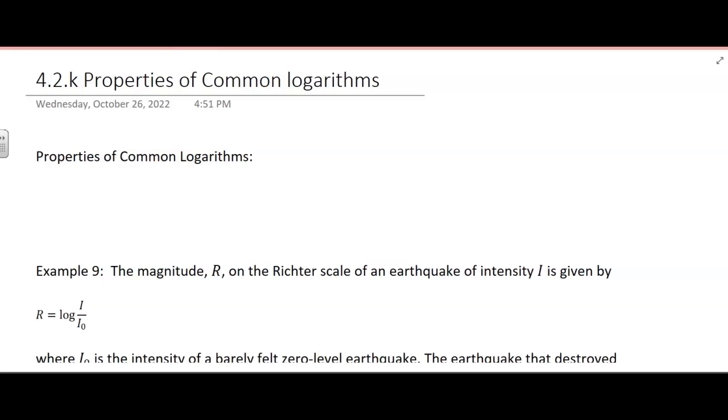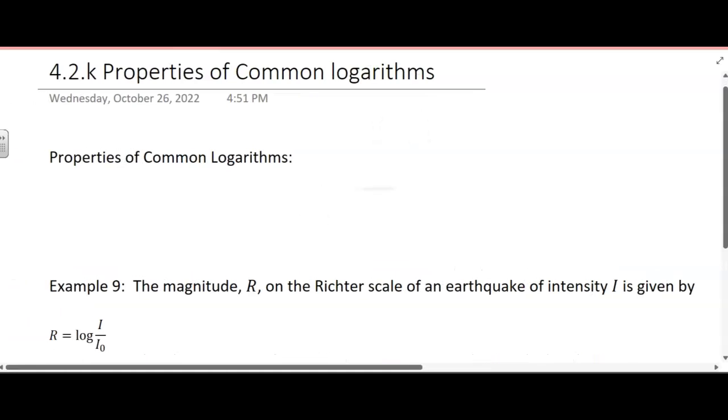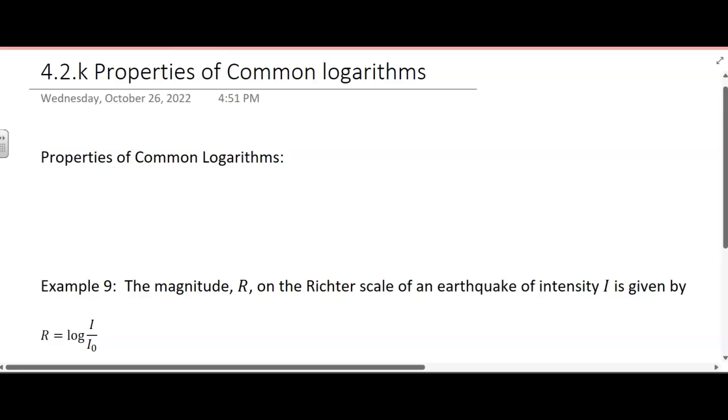Okay, so I should tell you, you might say, why isn't she capitalizing L in the title for logarithms? My new computer has a problem when I type an uppercase L, it locks everything up. So I've got to do some research on that. But anyway, that's why. Okay, so properties of common logarithms.